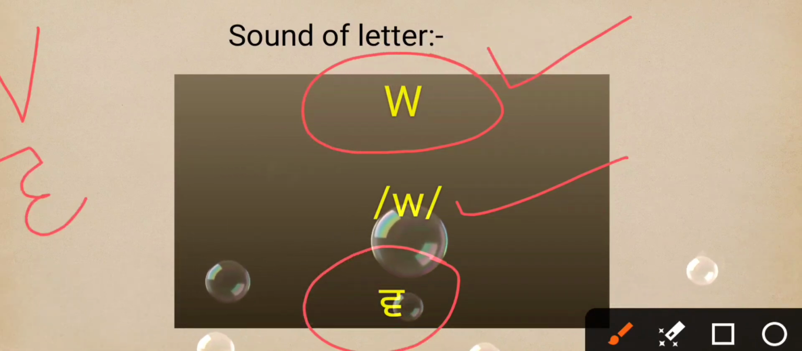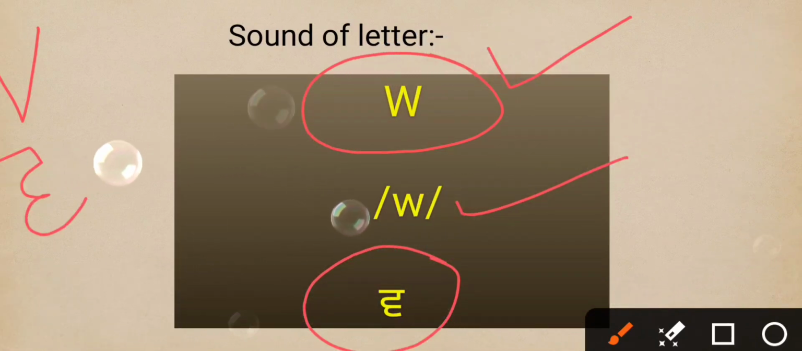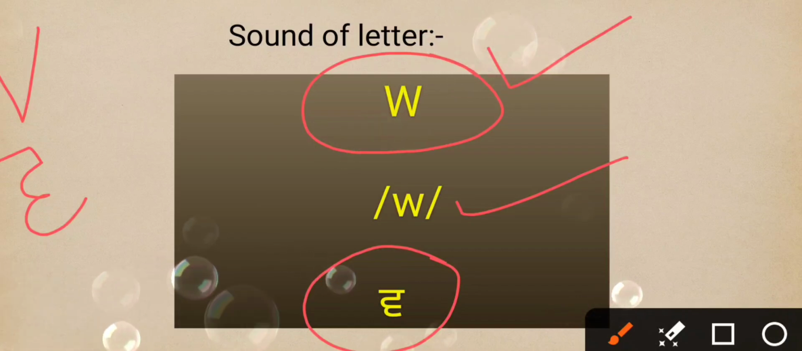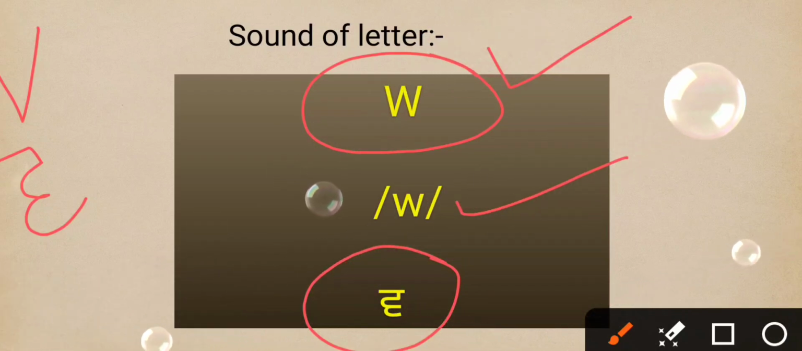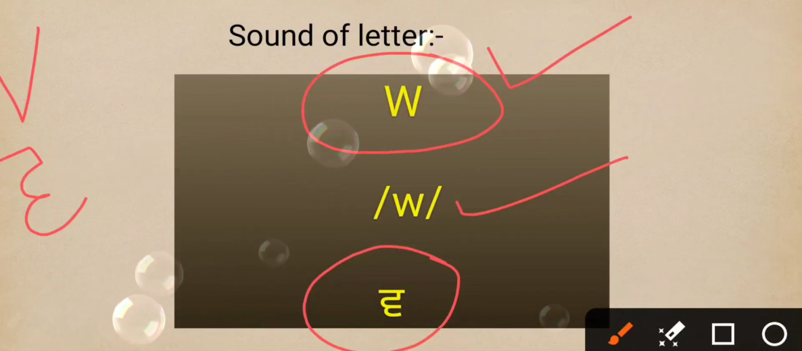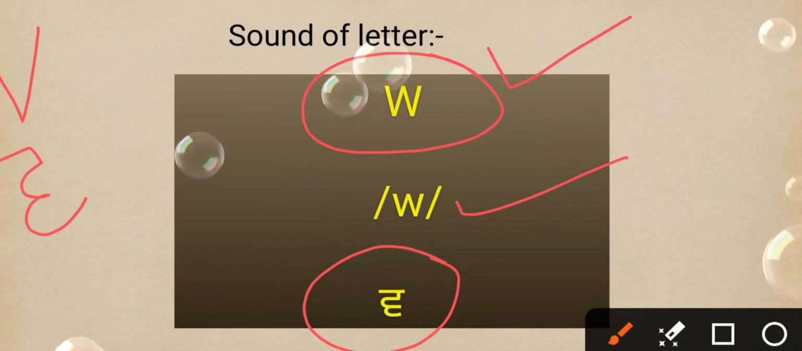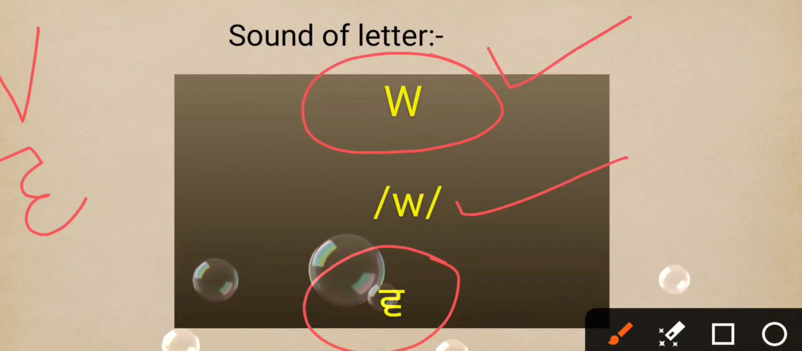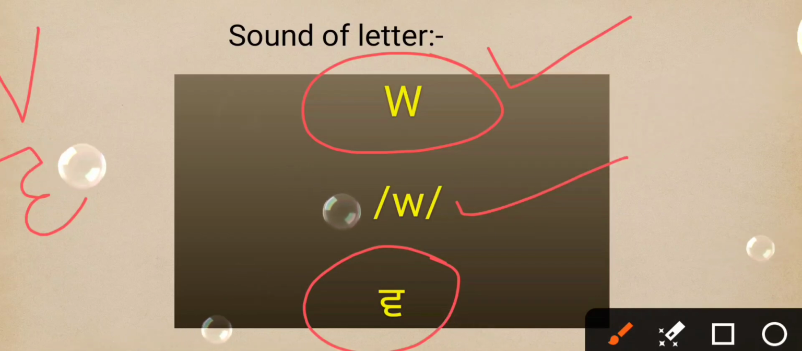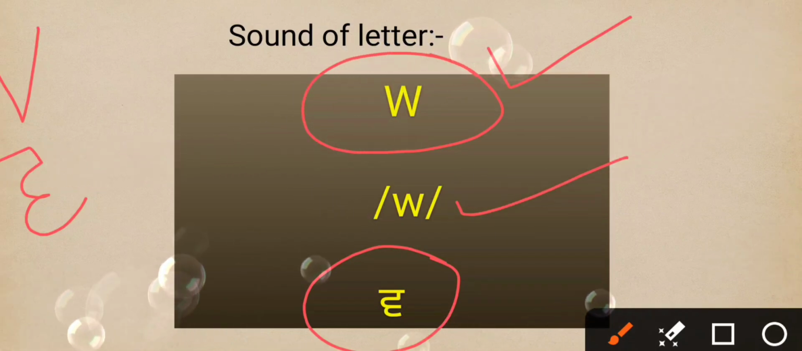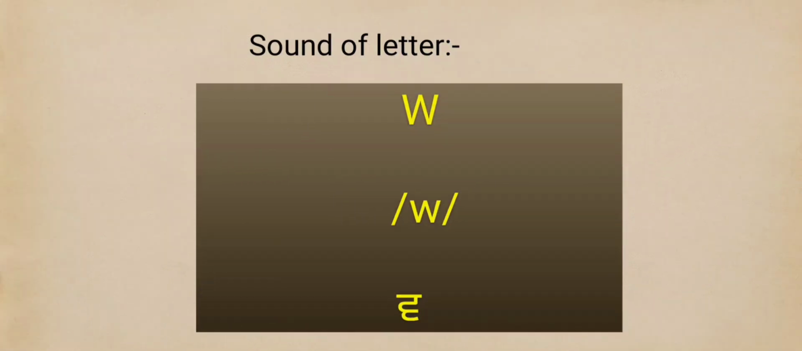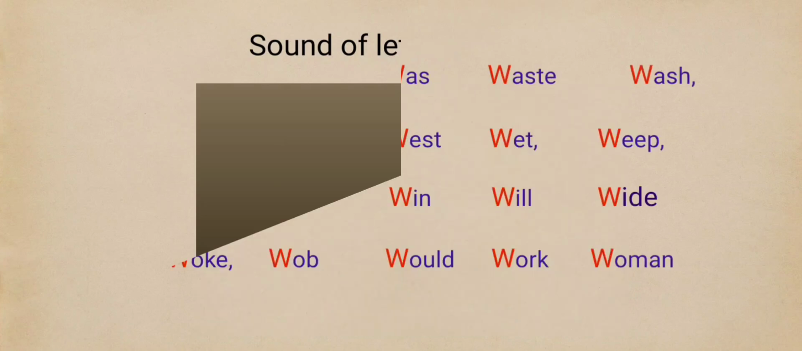This is W and this is W. This is sound of V is W and the sound of W is W. Okay? Clear? Little bit difference. Now let's practice the sound of this letter with some words.